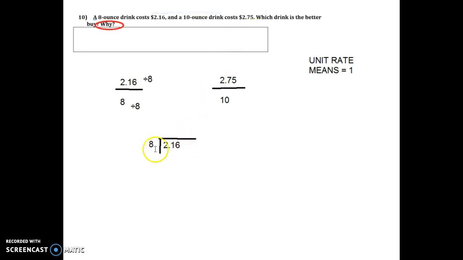All right, so 8 goes into 2 how many times? Hopefully you guys all knew that goes 0 times. We're going to add our decimal, or basically bring it right up, right? 8 goes into 21 how many times? 8 times 3 is 24, so that's too big. So it's going to be one number below that, right? 8 times 2, which is 16. So what's 21 minus 16?